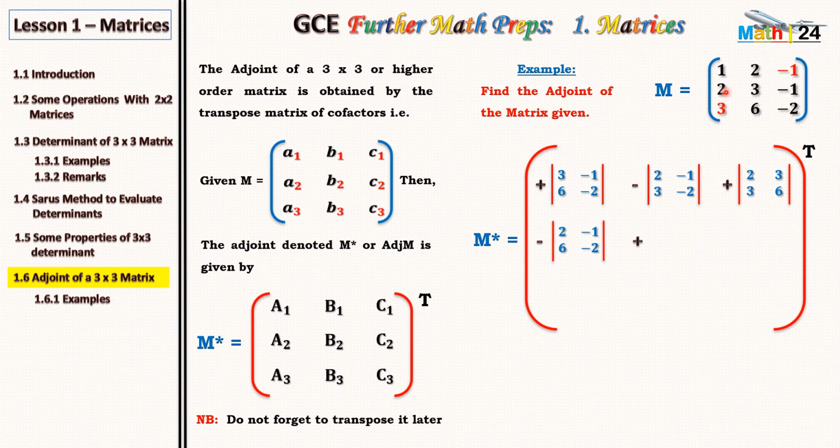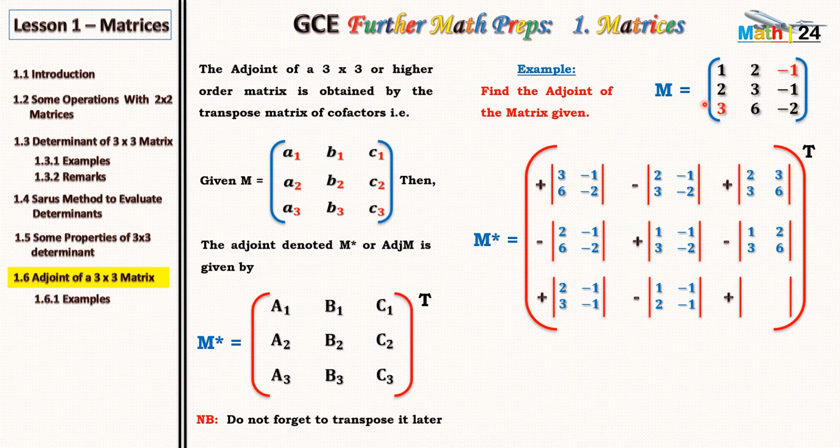The next position is positive at 3 now. When we cover that, we are going to be left with 1 minus 1, 3 minus 2. The next position is negative, and we will be left with the entries 1, 2, 3, 6. The next position is positive. This is at 3 now. The entries for that cofactor, we have 2 minus 1, 3 minus 1. Next position is this 6. And the entries that are left, the cofactor is negative here. And for the last position, we have minus 2. And when we cover this row and column, we are left with 1, 2, 2, 3.